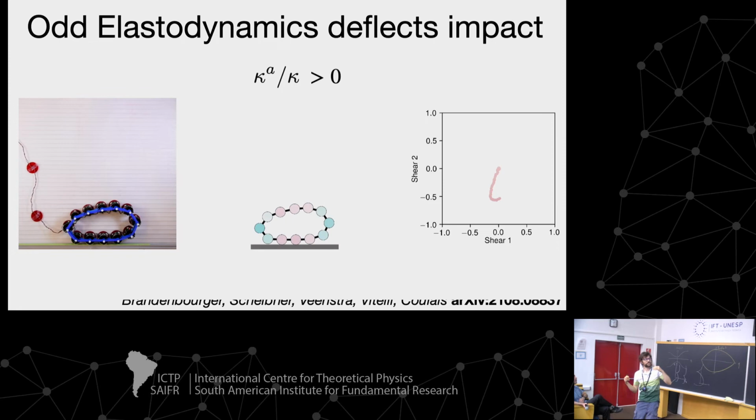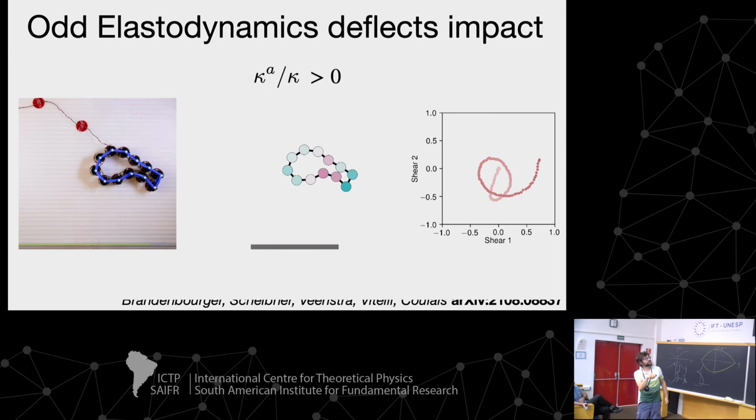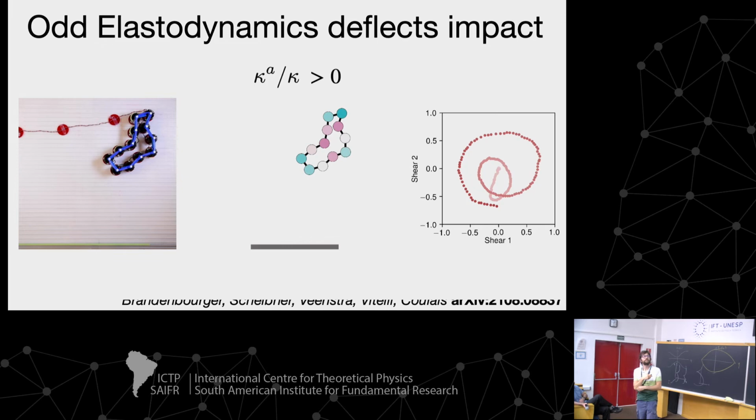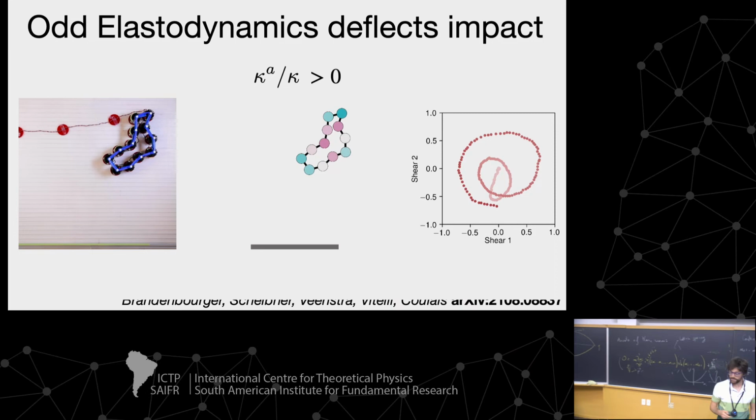And actually, if you track the shear deformation of this blob, you see that you have a hysteresis whose sign depends on the sign of the activity. On top of that, what's also interesting is that this is basically what happens during the impact.